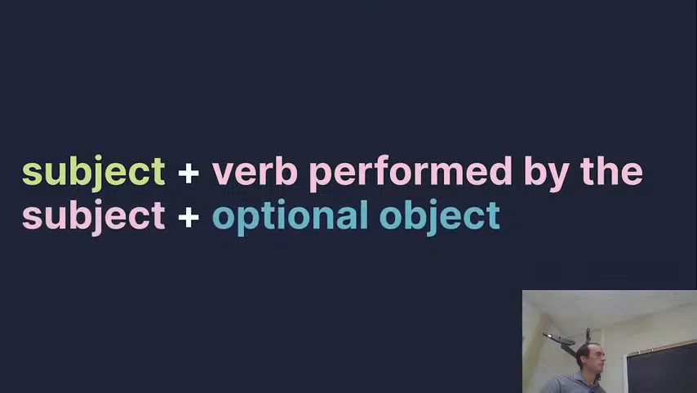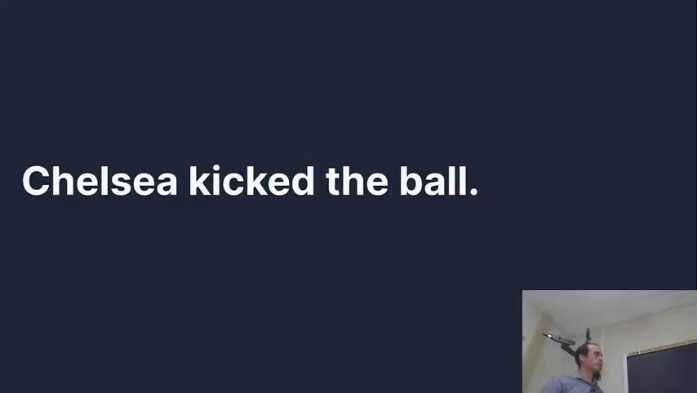While tense is all about time references, voice describes whether the grammatical subject of a clause performs or receives the action of the verb. Here's the formula for the active voice. Subject plus verb performed by the subject plus optional object. For example, Chelsea kicked the ball.